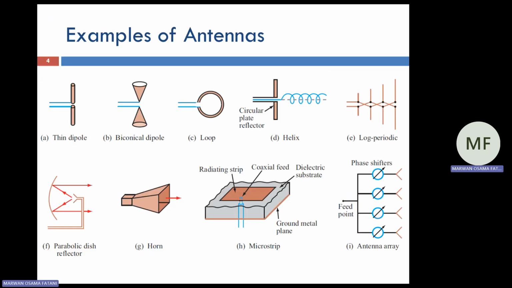There are many examples of antennas, and each example is going to give you a different type of wave pattern. There is the thin dipole, biconical dipole, loop, helix, log periodic, parabolic dish reflector, horn, microstrip, and the list goes on.